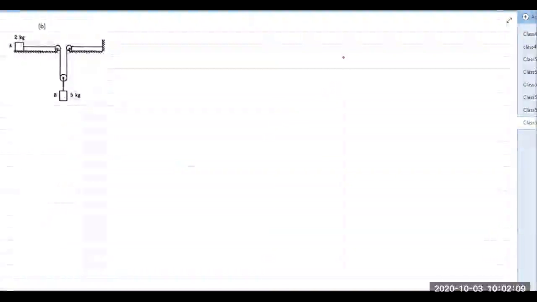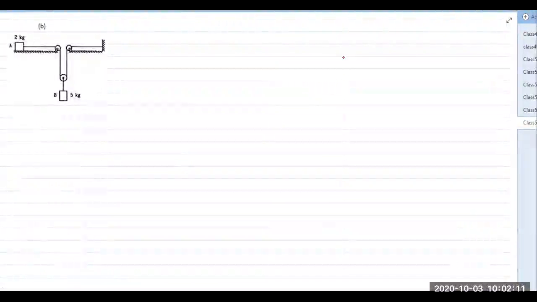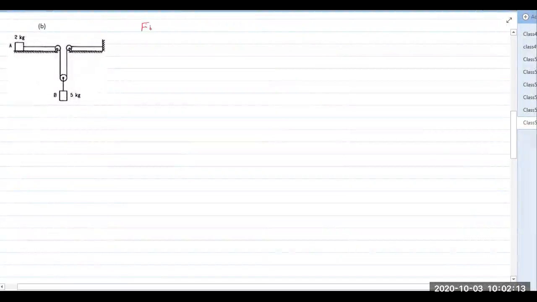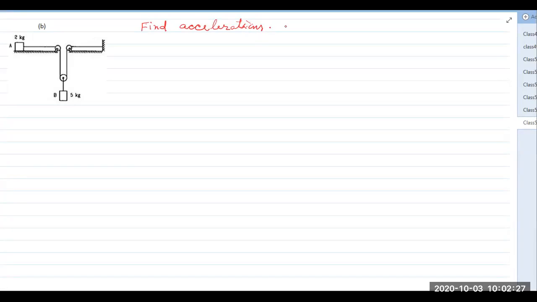Look at this question. Here also we need to find acceleration. Find accelerations of two objects. Find accelerations. Okay. So in this question, if you see, there are two objects A and B, and we have to find acceleration. So first we need to find the relation between the acceleration of two objects.